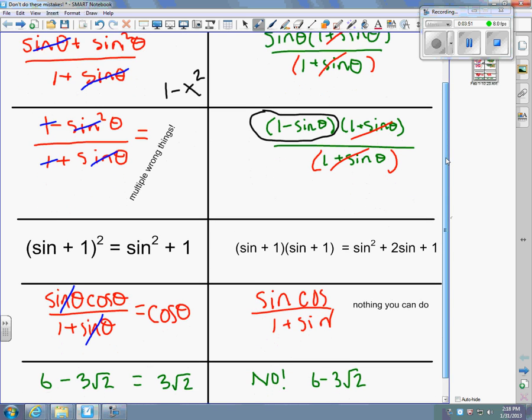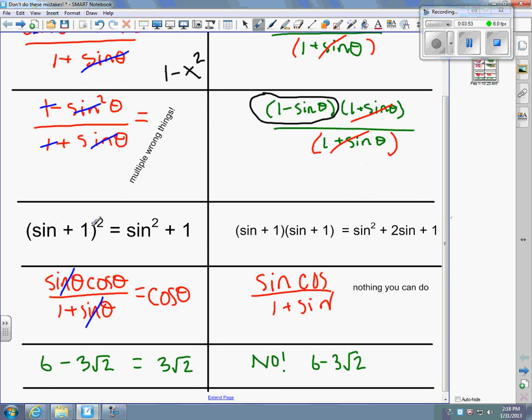Double distributing. If I told you to do x plus 1 quantity squared, don't tell me this. Get the middle term in there. Actually write it out, double distribute everything, and collect all the stuff.